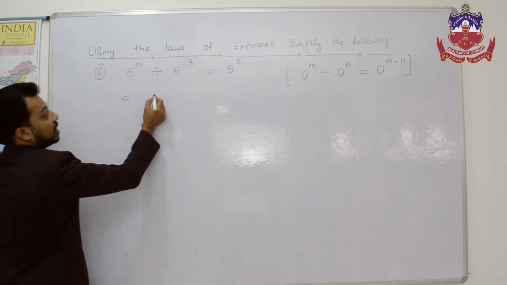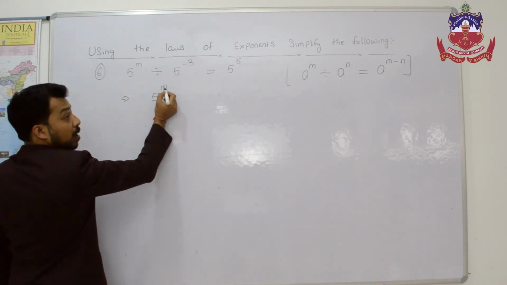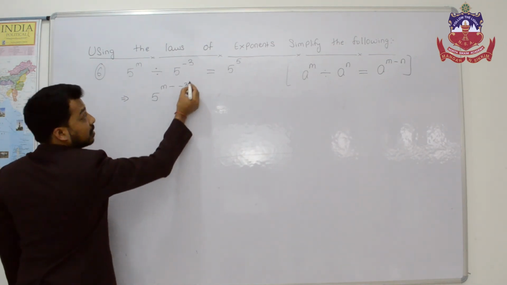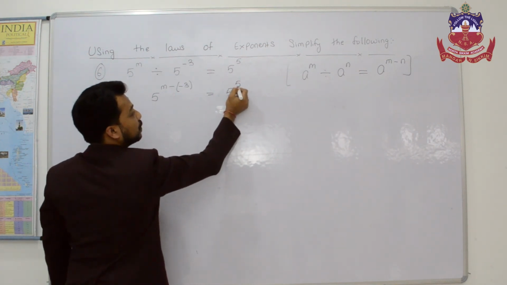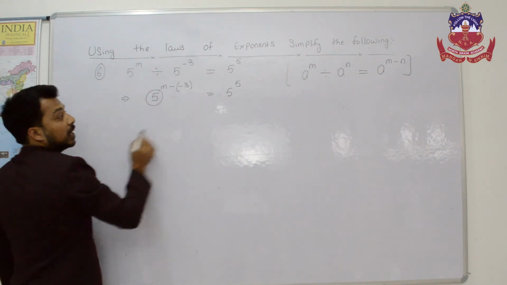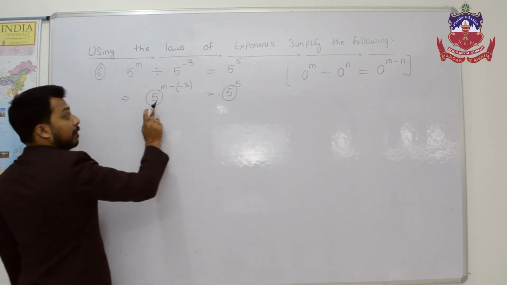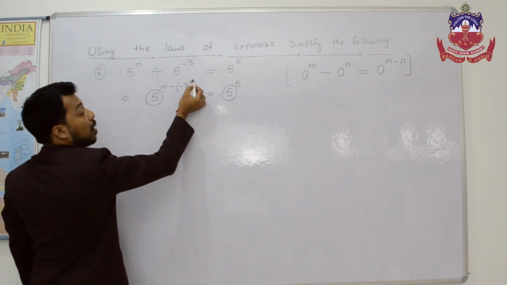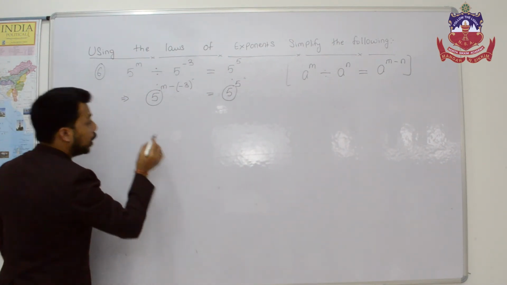So this will give us the base once, and the powers will get subtracted, that is first power minus the second power. In the second power we already have a minus sign, so we will put a bracket, is equal to the right hand side, that is 5 to the power 5. Now we find that the base of the left hand side and the base of the right hand side are the same, that is they are equal to each other. If the bases are equal, the power of the left hand side and the power of the right hand side will also be equal.